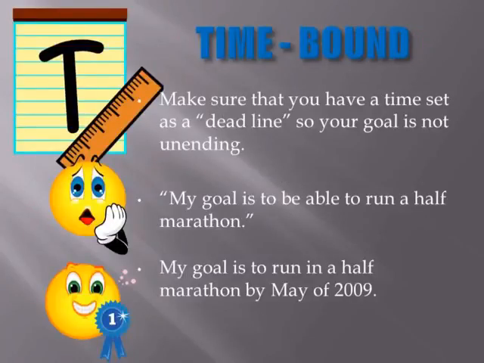T is for time-bound. Make sure that you have a time set as a deadline so your goal is not unending. "My goal is to be able to run a half marathon." That statement is not time-bound. However, "my goal is to run a half marathon by May of 2009" is time-bound.